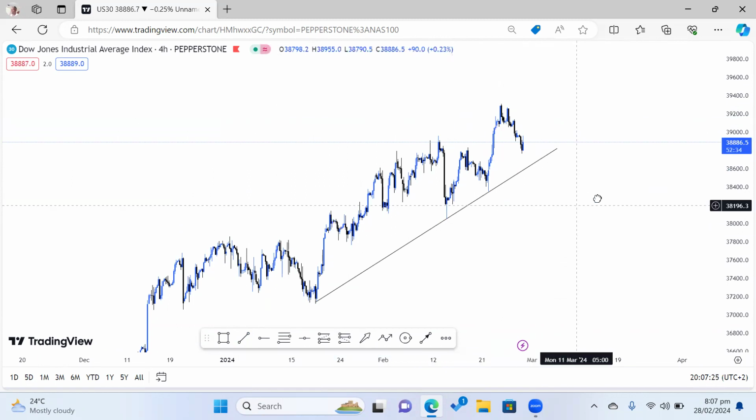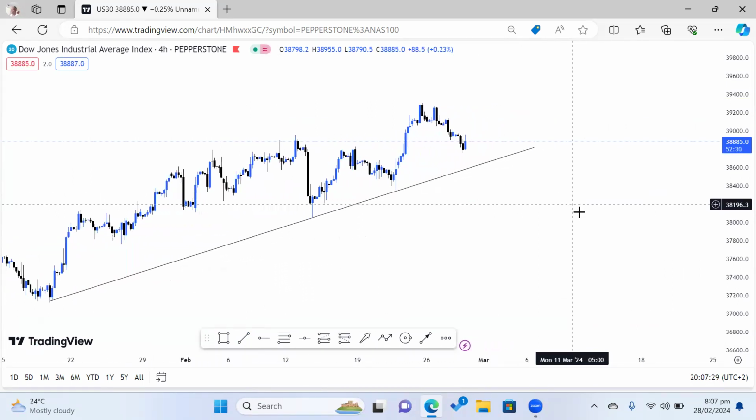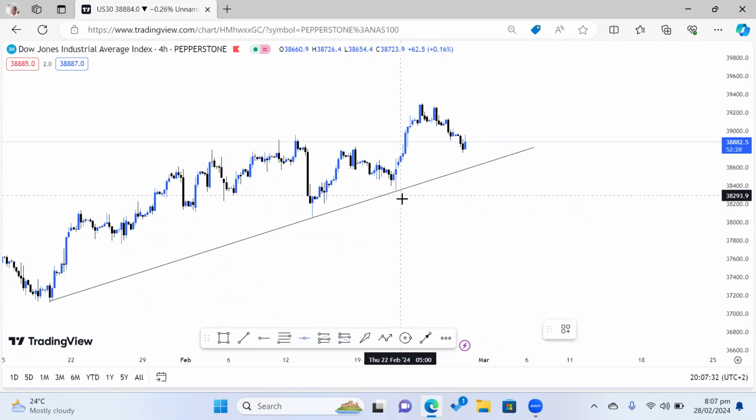So after we have that support on the 4 hour time frame, we are going to be looking for our turning points, which are the important zones in the market, which is this zone.